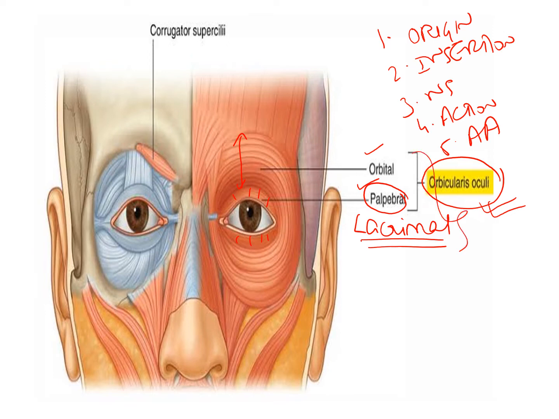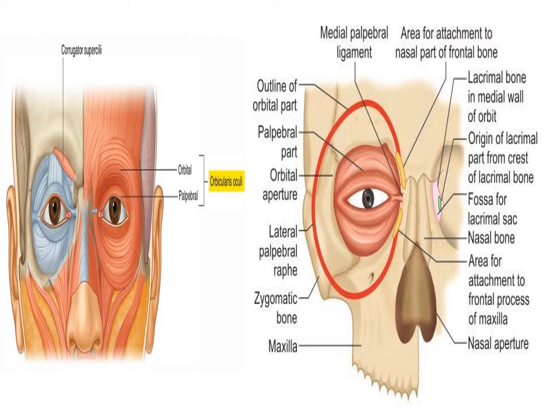Let us see the origin and insertion in the next slide. First we will discuss the origin of the orbital part of the Orbicularis Oculi muscle. The ligament you are seeing here is known as the medial palpebral ligament. Now this orbital part of the Orbicularis Oculi arises from the medial palpebral ligament. It also takes its origin from the nasal part of the frontal bone. So this is the frontal bone, the nasal part of the frontal bone. This is the maxilla, the frontal process of the maxilla. So these are the three parts where it takes its origin.